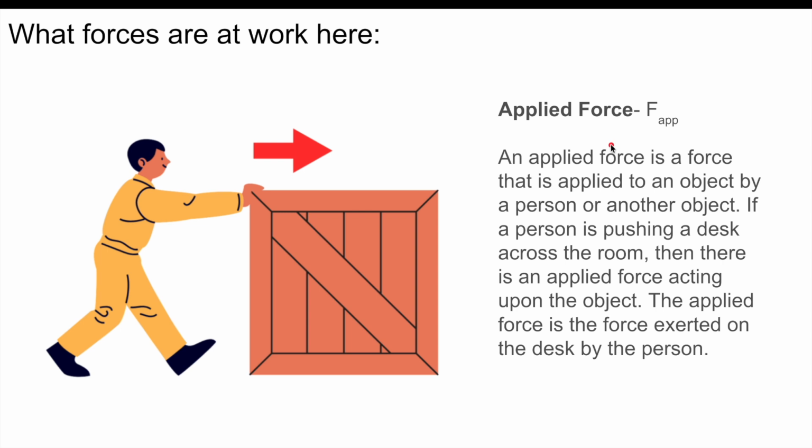This is a force that is being applied to an object by a person or say another object. If the person is pushing a desk across the room, there is an applied force acting upon the object. The applied force is the force exerted on the desk by the person. You can see this is an image of a person pushing a box. Something important is once this person stops pushing, the force is no longer applied. If this person stopped pushing and this box continued to slide along, there is no applied force. The applied force is when the person is pushing. When they stop pushing, there is no longer an applied force.